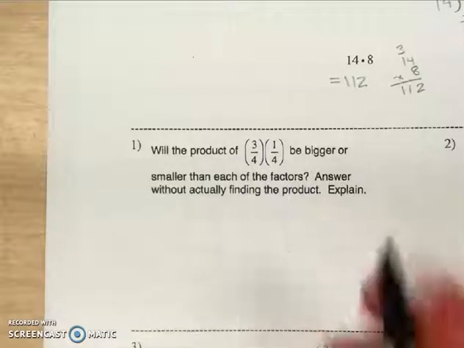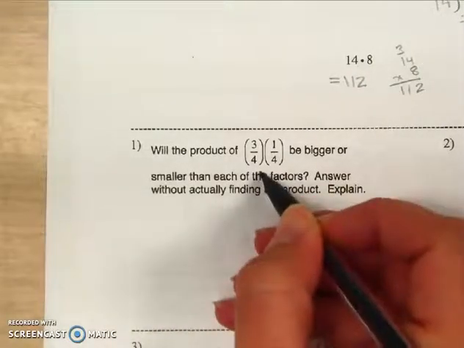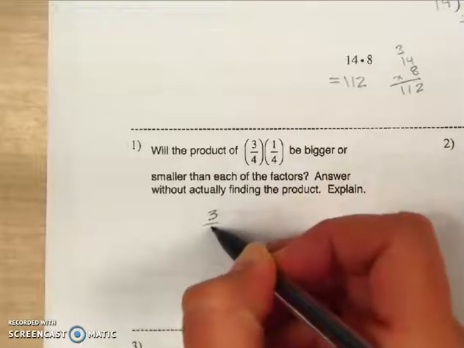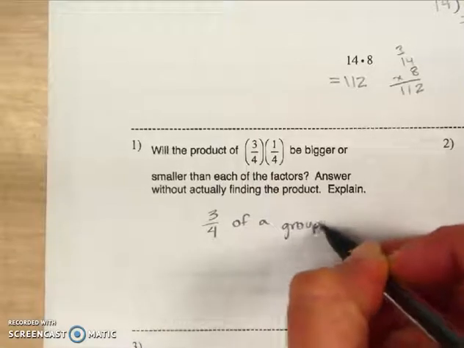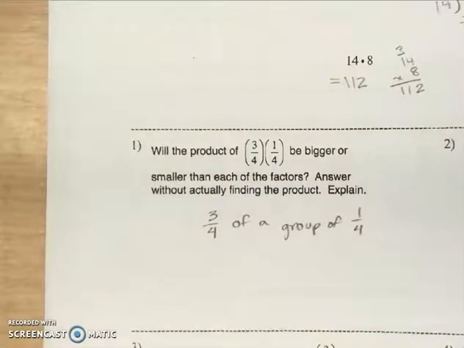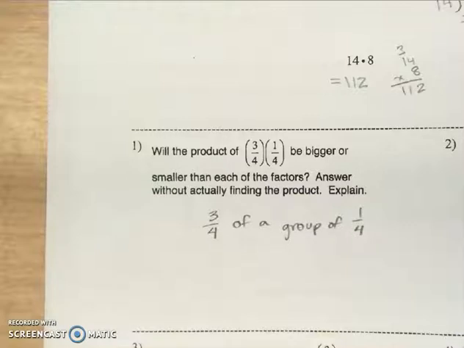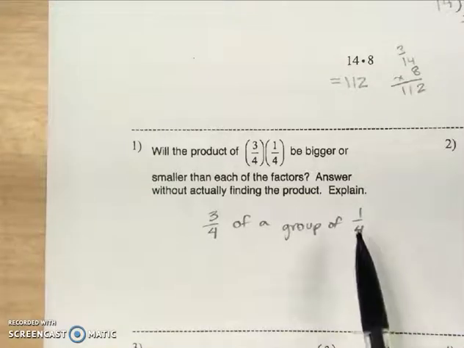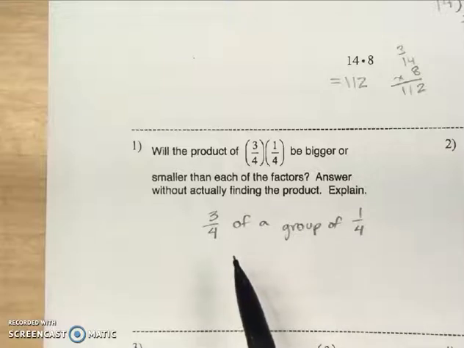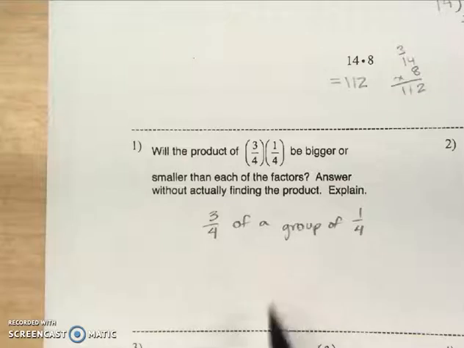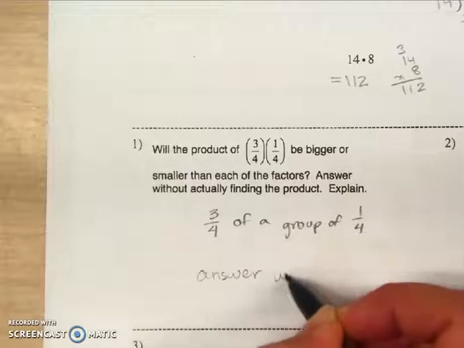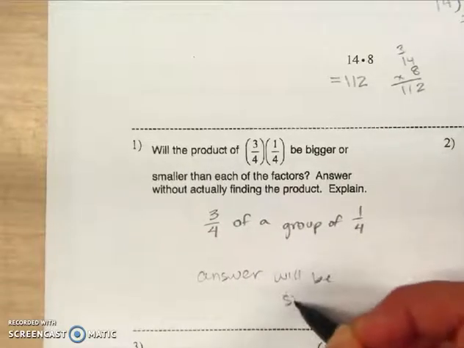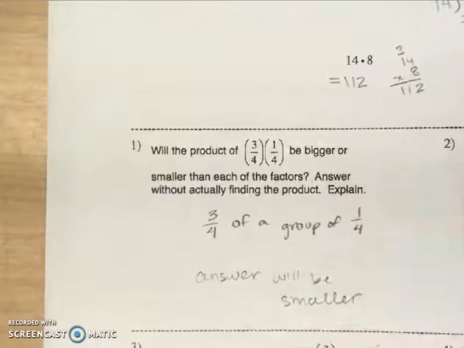So right here, this is just getting you to realize that 3/4 times 1/4 means 3/4 of a group of 1/4. So 3/4 of 1/4 means that we're taking a fourth and splitting it up. Don't mind that bell. Splitting it up into groups of 3/4. So our actual answer will be smaller, because we're breaking it up.